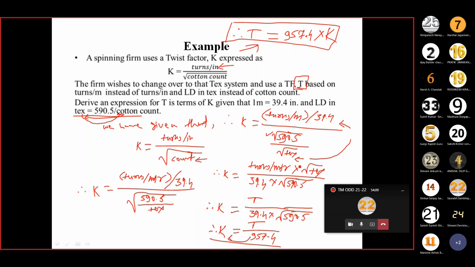You can take a screenshot and later do it in your notebook. So here we have completed the numericals based on twist factor. In the next lecture, we'll see the numericals based on irregularity of the textile material.